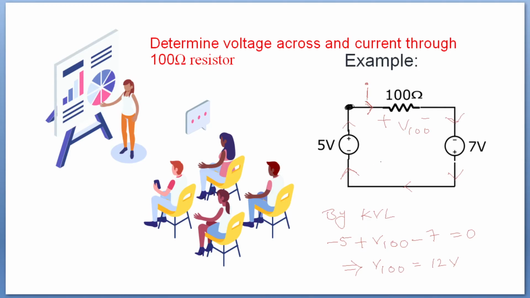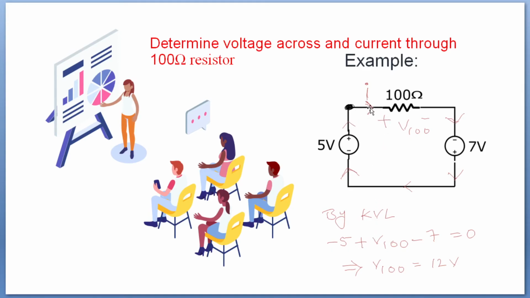Now next you have to apply KVL. Algebraic sum of the voltages around a closed path is equal to 0. So how to apply KVL? Let me start from the 5 volts voltage source. Here current is touching the negative terminal of the 5 volt source. So I write minus 5.